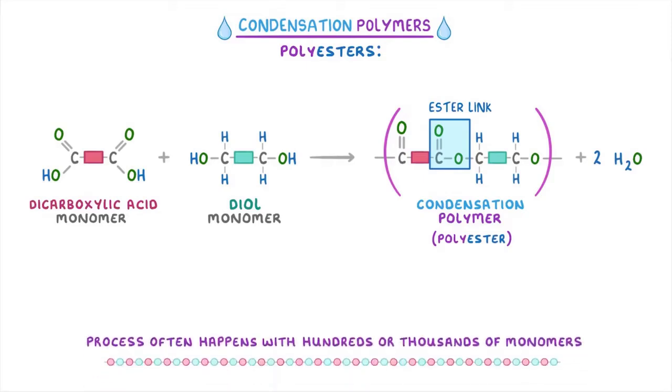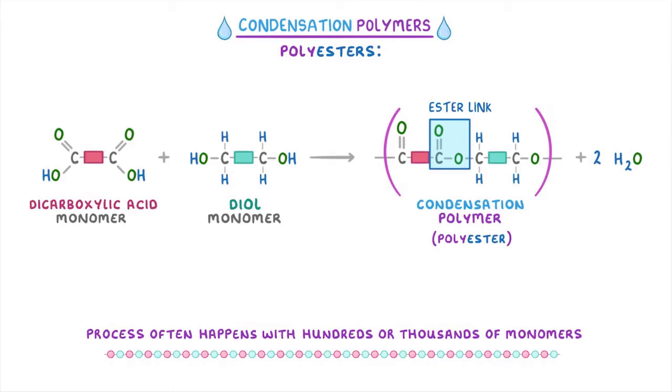In real life, this process often happens with hundreds or thousands of monomers. And so, instead of writing the exact number of molecules we have in front of each molecule, we instead use the letter N to represent how many there are. And we put the N in front of each of our reactants, and in the bottom right corner of our repeat unit.